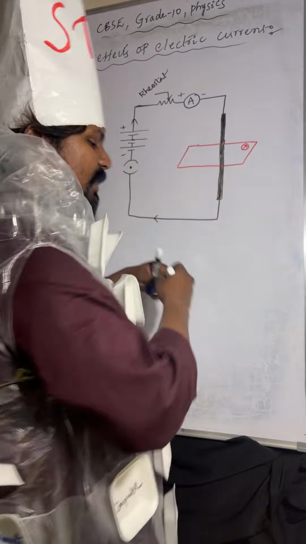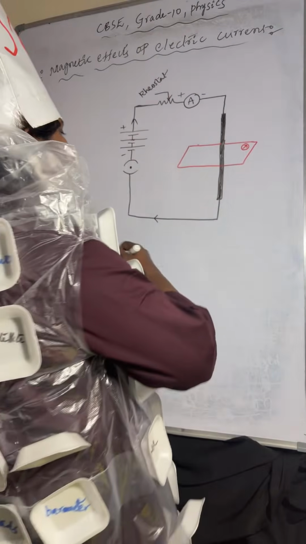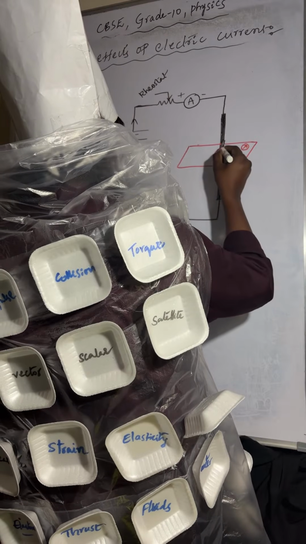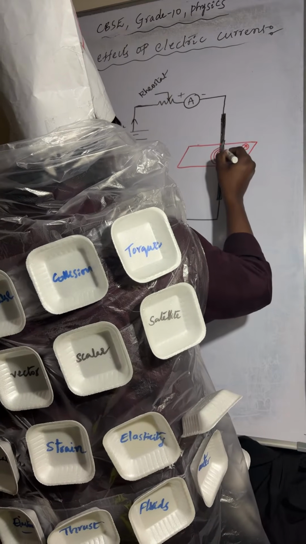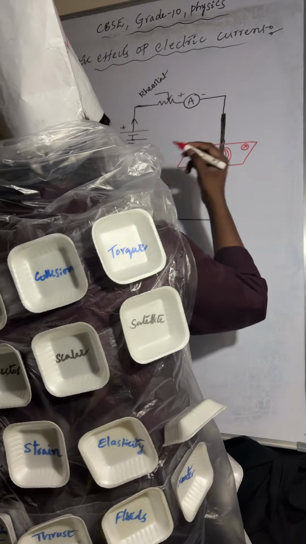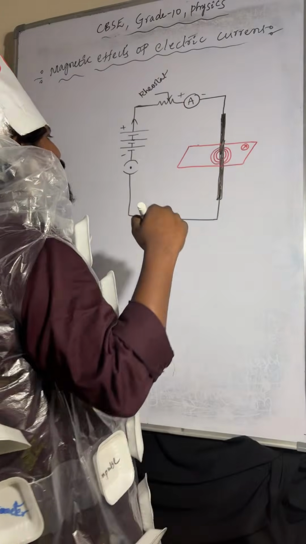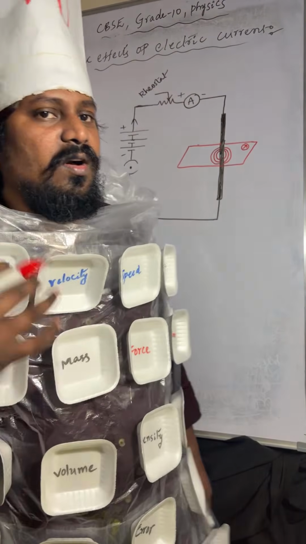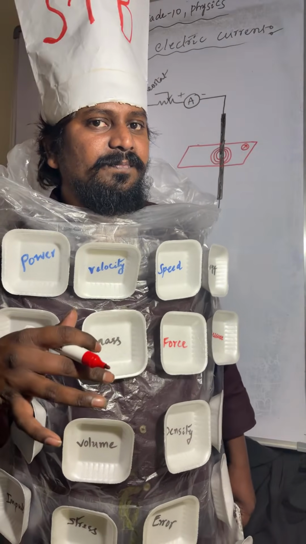I am taking a straight copper conductor. Around this, the magnetic field will be like this. When current is passing, a magnetic field will be created, and those are closed loops, concentric circles. We know that.